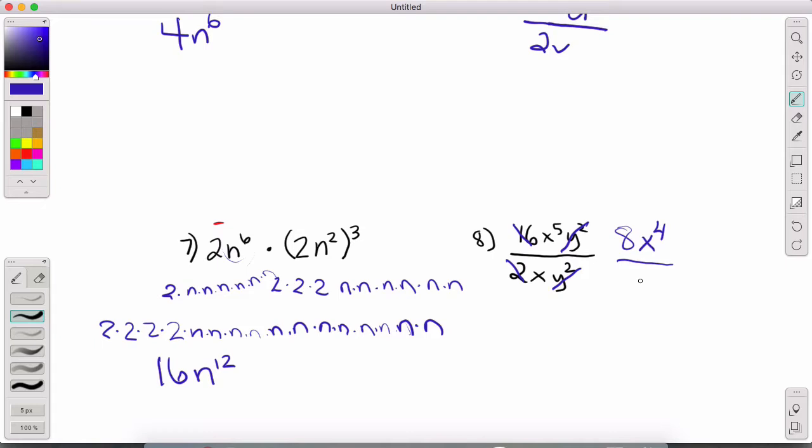Now, some students at this point are writing a 1 in the denominator. While technically you're right, that's not the simplest way we can write it. Since any number over 1 is itself, we're just going to leave this as our final answer, 8x to the 4th power. And we don't have to write any fraction or division line, and we don't have to write a 1 in the denominator.